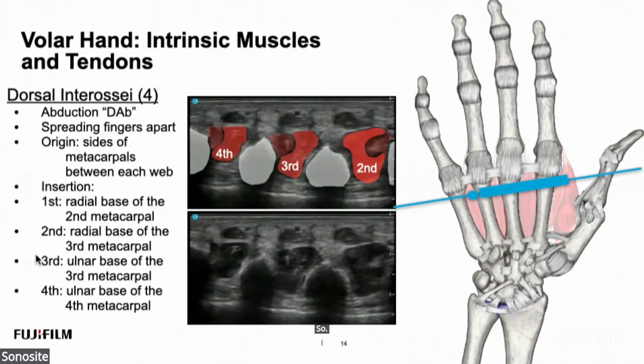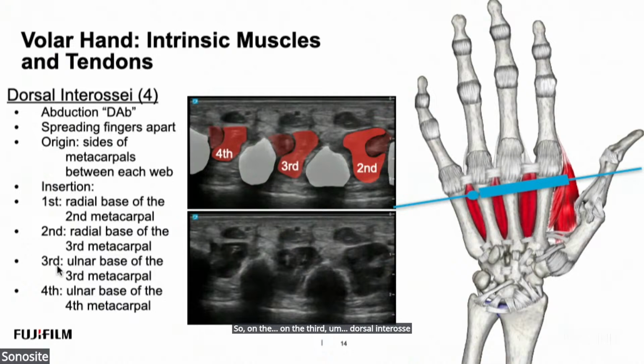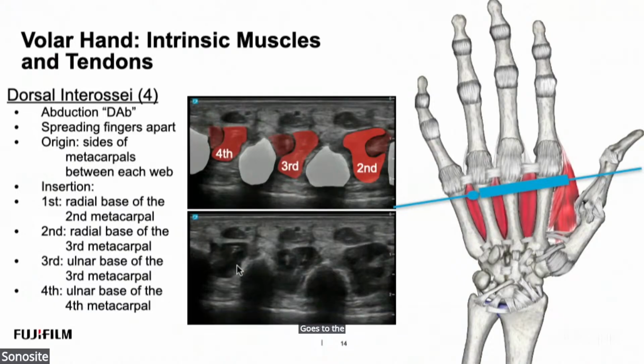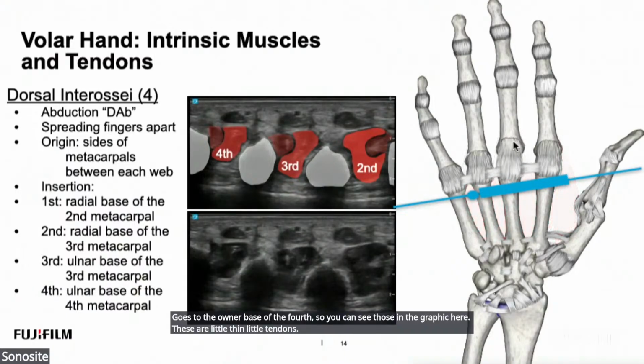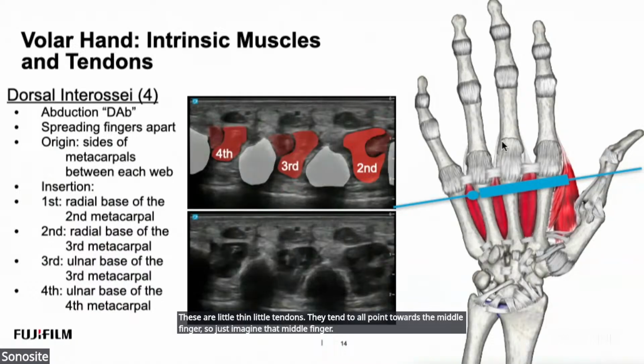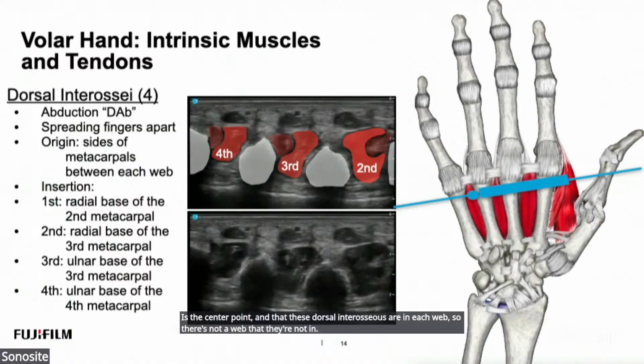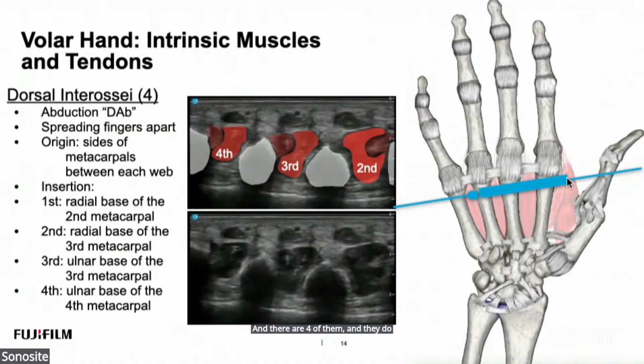So on the third dorsal interossei, they switch sides a bit and go to the ulnar base of the third metacarpal, and then the fourth one goes to the ulnar base of the fourth. So you can see those in the graphic here. These are little thin little tendons. They tend to all point towards the middle finger. So just imagine that middle finger is the center point, and that these dorsal interosseous are in each web. So there's not a web that they're not in, and there are 4 of them, and between each web they make their way to point to the middle finger.